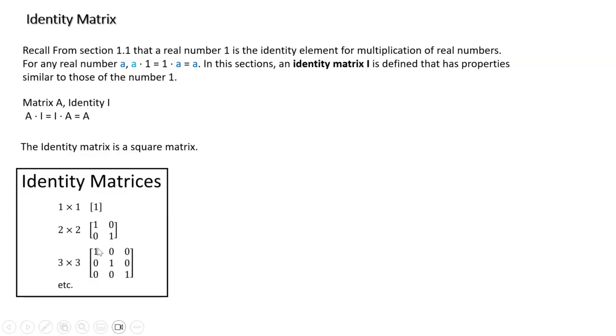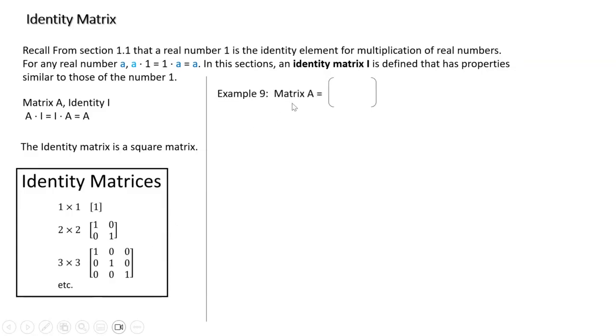You see, for a 3 by 3, it's going to be 1, 0, 0, 0, 1, 0, and 0, 0, 1. If you notice, all these diagonal entries are ones. For a 4 by 4, it's going to be 1, 0, 0, 0, 0, 1, 0, 0, 0, 0, 1, 0, and 0, 0, 0, 1, and so forth. Okay, this is called the identity matrix.